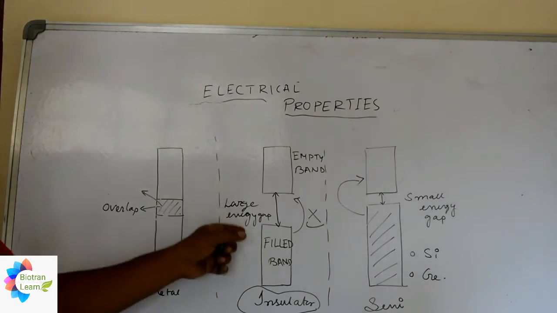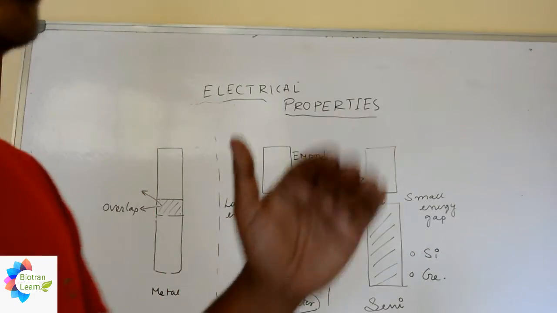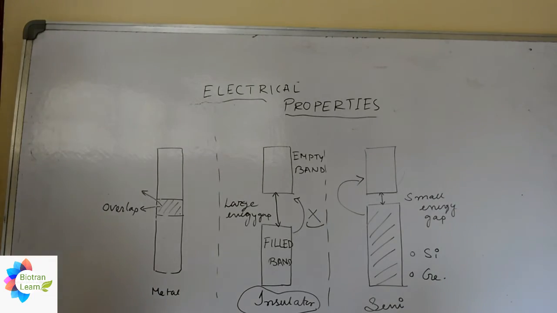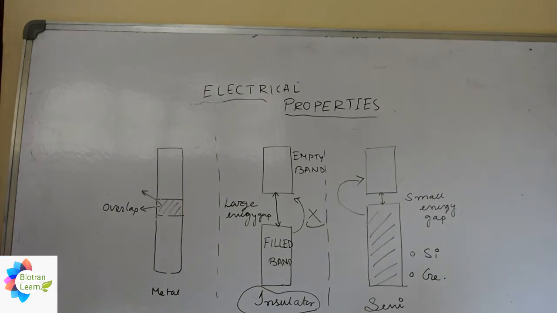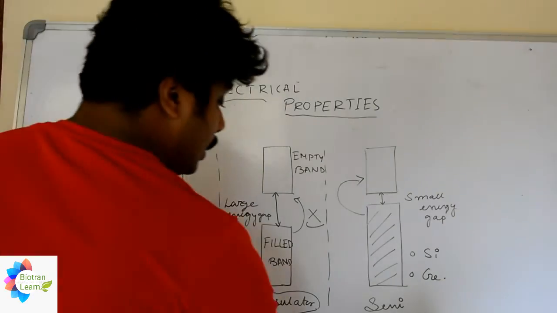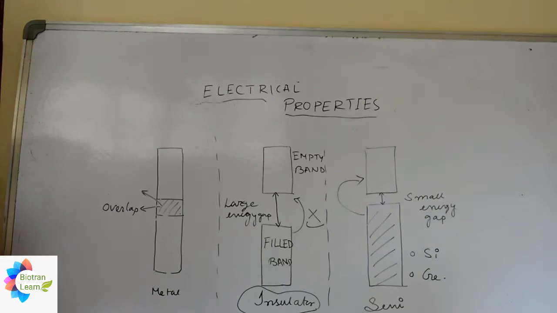The energy bands in the case of insulators remain really high at a distance, but in the case of metals they will contain a certain overlapping section, and in the case of semiconductors they will have a small energy gap between them.